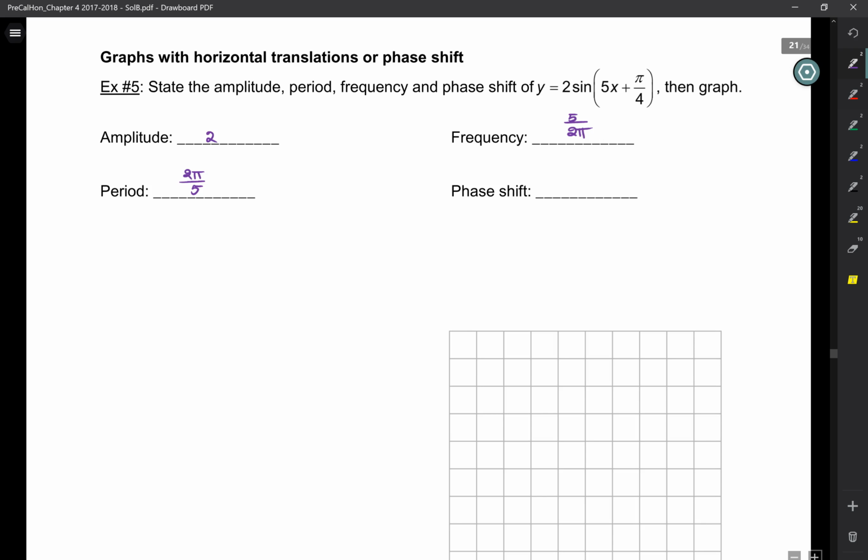For the phase shift, we're going to take the stuff in the parentheses, the bx plus c, and set it equal to 0 and solve for x. So 5x is negative 5 pi over 4. X is negative pi over 20. All right, and it's good form to say x equals negative pi over 20. What does that mean? Which direction has the function moved? Right or left? Left.